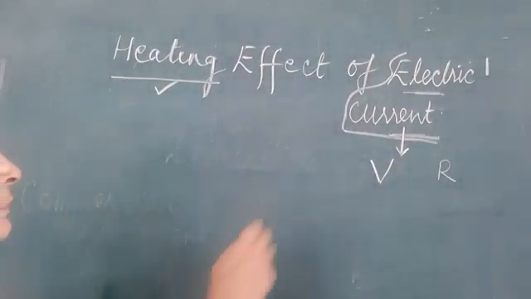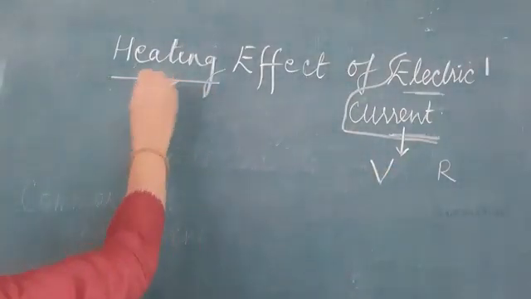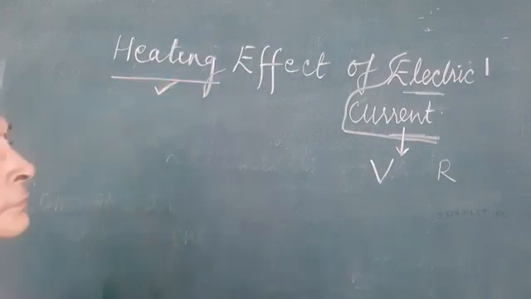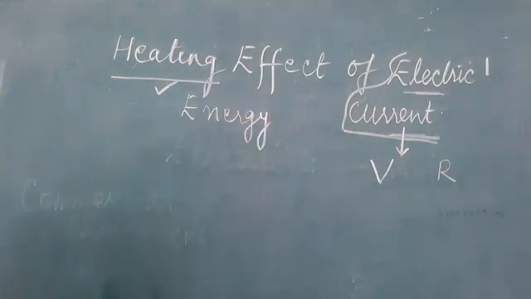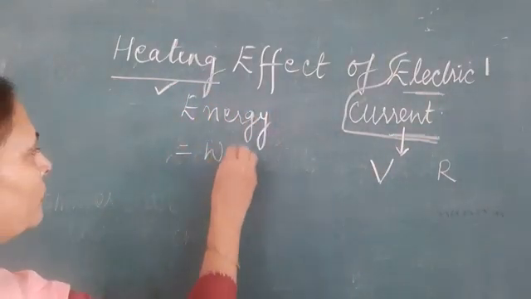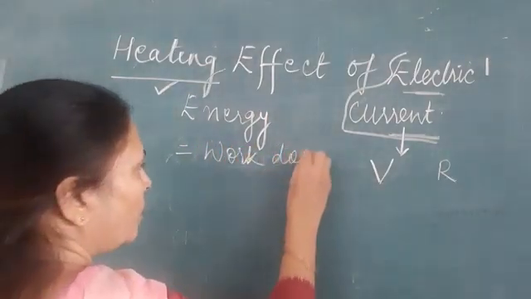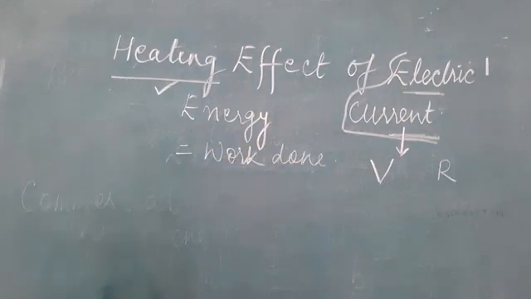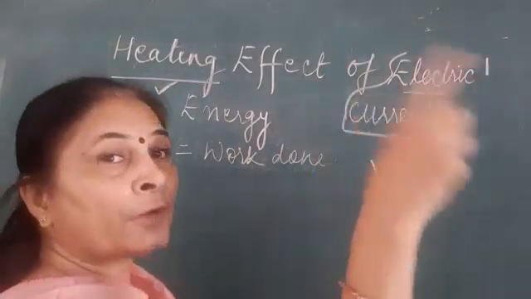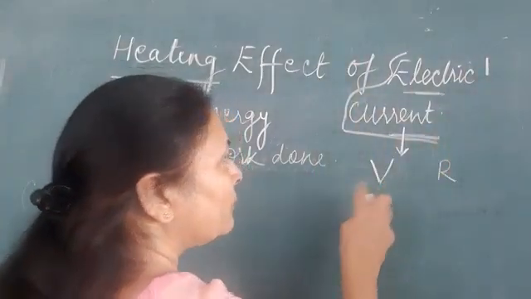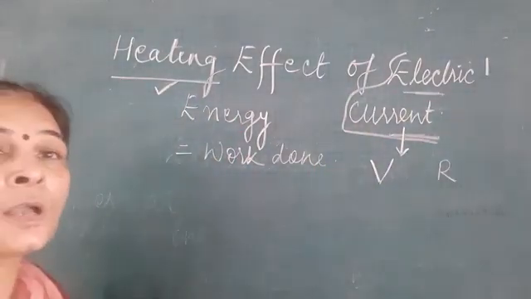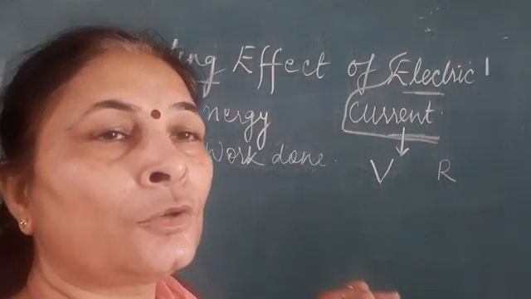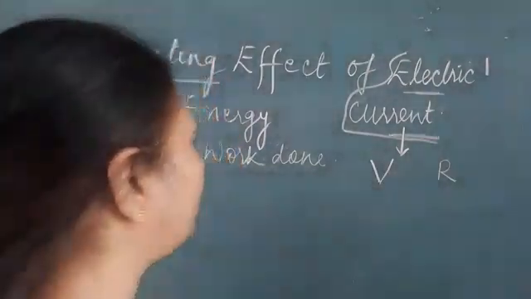Alright? Now, as far as heat is concerned, it is a form of energy. And energy is equivalent to work done. That means work is being done by the source of current. And what is the source of current? V. And what is this V doing? It is making the charge move inside the conductor to produce current.